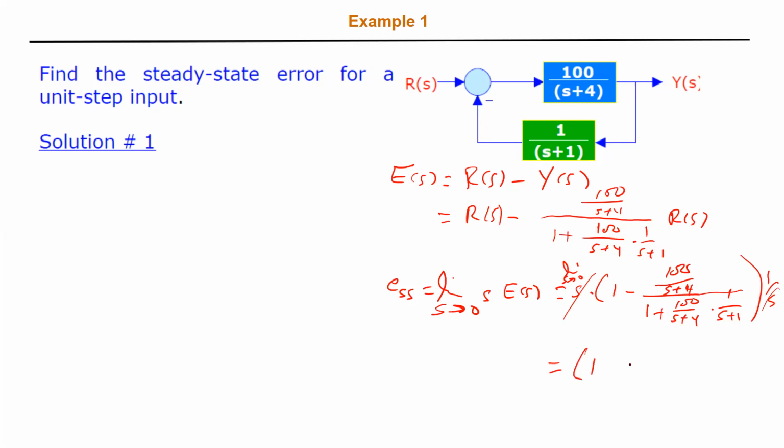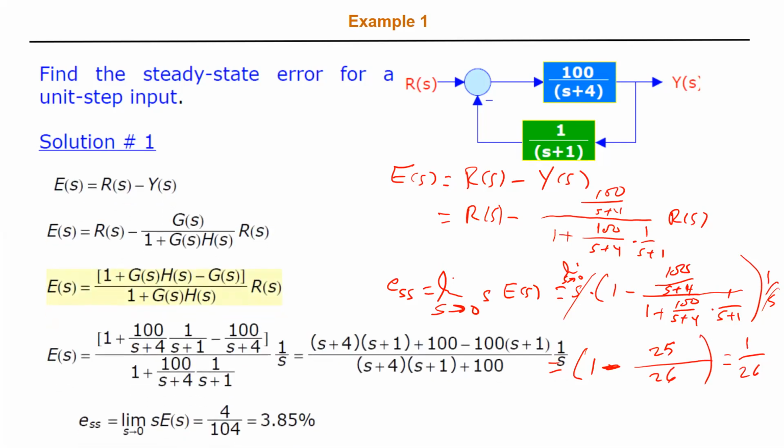So it's 1 minus 25 over 26. It's 1 minus 25 over 26. Exactly, which is equal to 1 over 26. Which is about 3% if you put it in percentage terms, which is reasonable. A certain error of 3%.